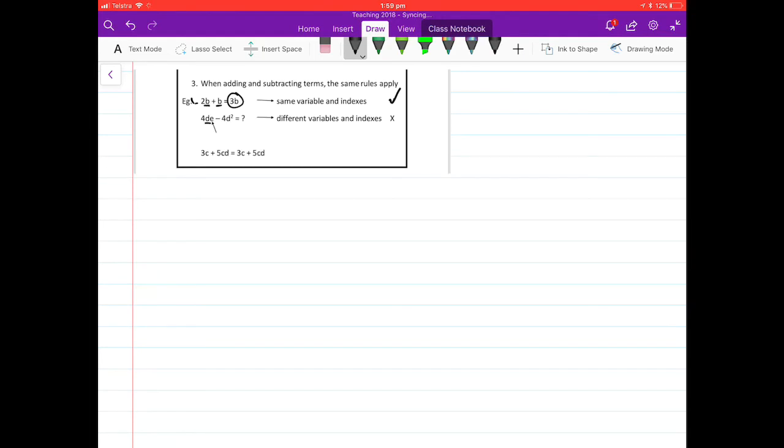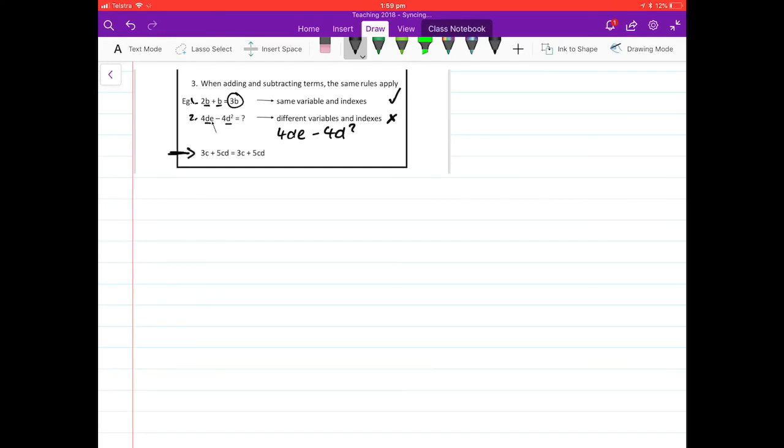However, on this second one, we've got 4DE, subtract 4D squared. Now we've got a DE component in that first one, and we've got just a D squared, so completely different combination of variables. Therefore, we can't actually do anything with those. And if you were looking at writing that simplified, it would actually be exactly as it already is written.